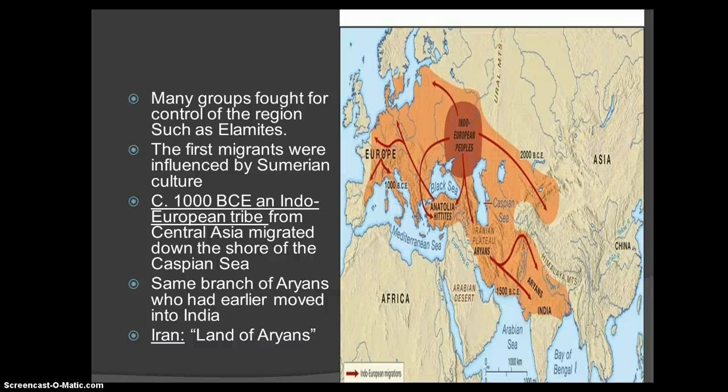About 1000 BCE, an Indo-European tribe from Central Asia migrated down the shore of the Caspian Sea. And this same branch of Aryans who had earlier moved into India are related, and henceforth Iran means land of Aryans. We kind of talked about that, I think, in one of my earlier sections. But this map is actually really interesting as well, because this shows Europe, the Hittites, India, Iran, all Indo-European peoples.